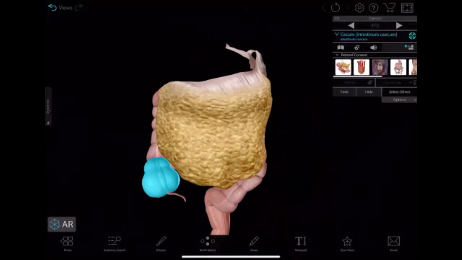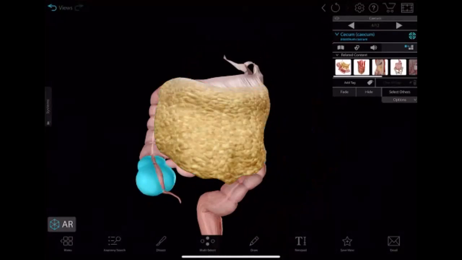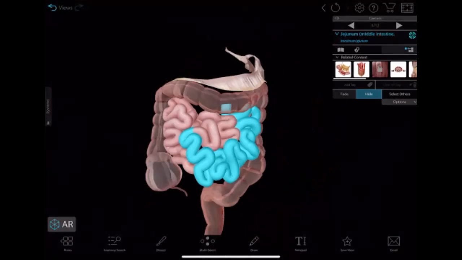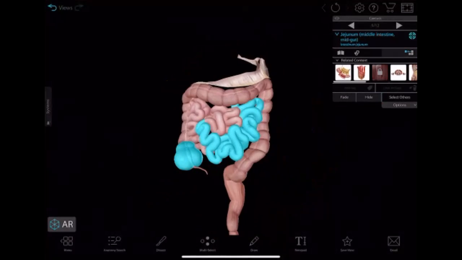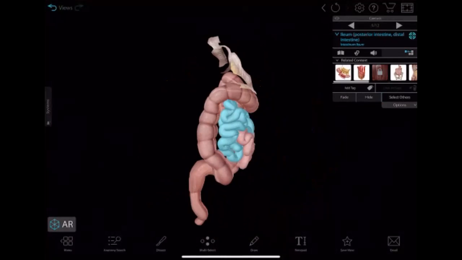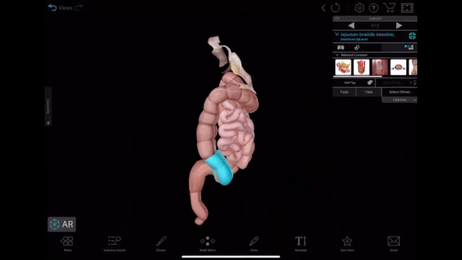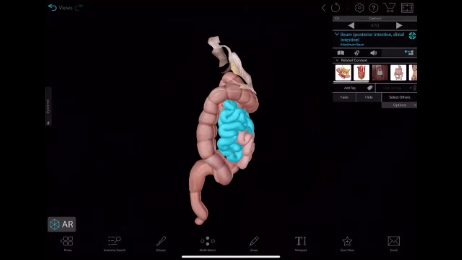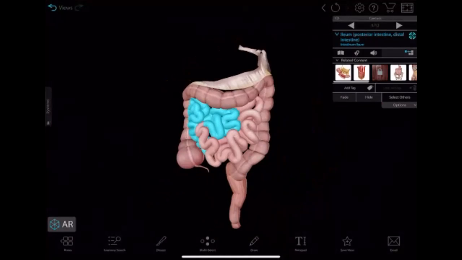So this is greater omentum, this is caecum. So this is anterior relation, and these are the coils of intestine, right? Jejunum and ileum lie anterior to the caecum. So this is caecum. See, these are the anterior, freely mobile, right?